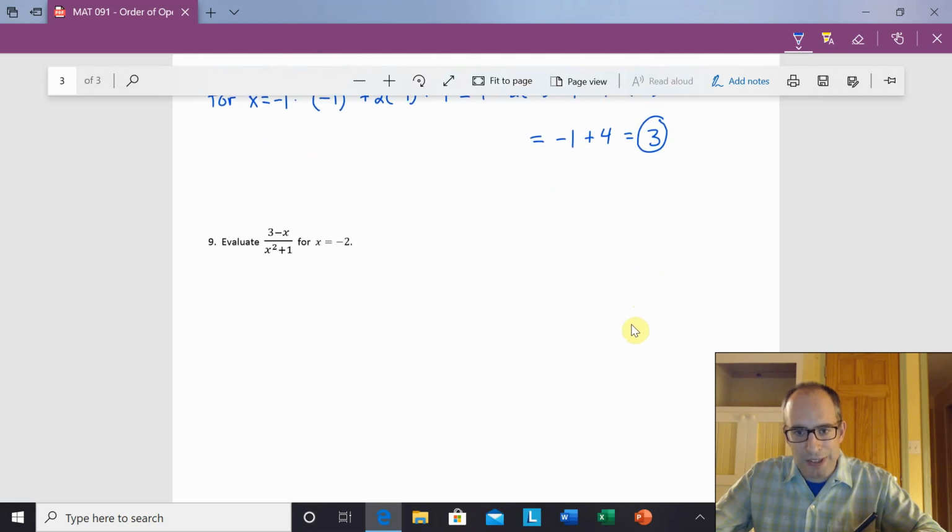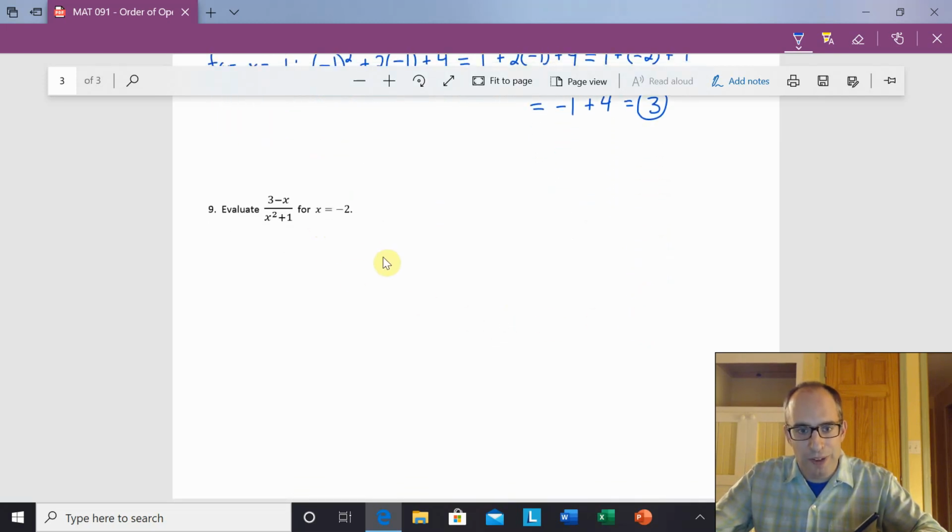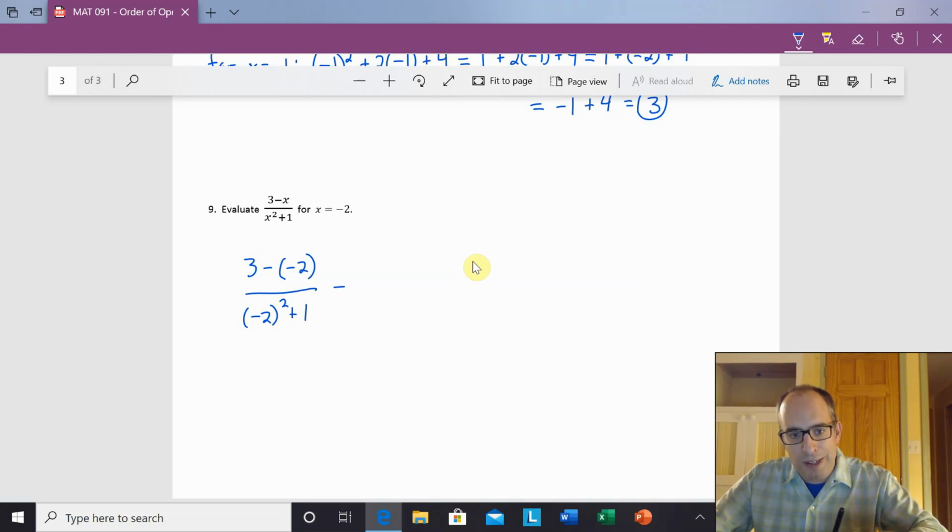I guess a little less stuff for this one because it's just for one value of x. But it's the same concept where we're going to take the -2, sub it in for that x, sub it in for that x, and then simplify. So we're going to have 3 minus -2 divided by -2 squared plus 1. So 3 minus -2, same thing as 3 plus 2.